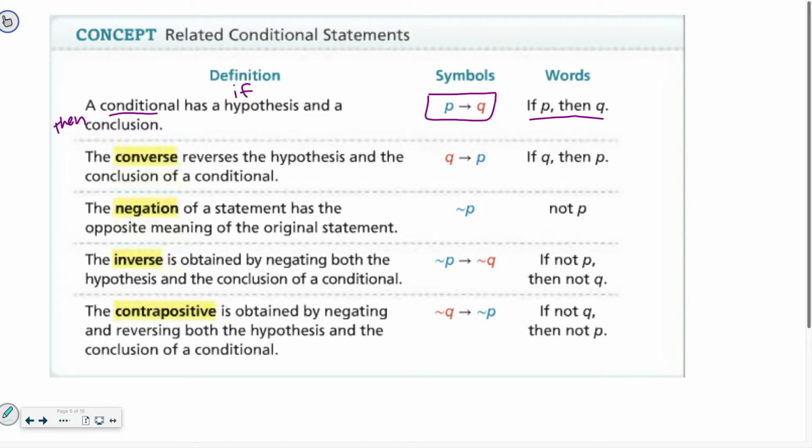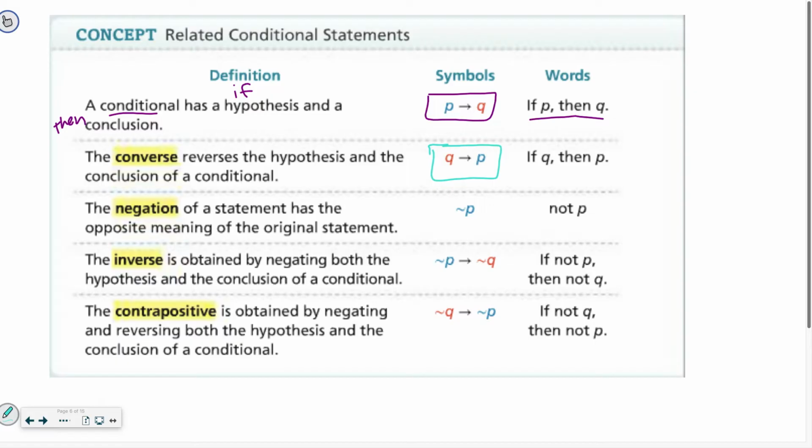The converse is the same thing, except you flip the order. So instead of starting with whatever that first statement is, so let's see, what's one that we've already done? If you are at least 18 years old, then you can register to vote. That was our conditional. Our converse would be, if you can register to vote, then you are at least 18 years old. Okay, so notice I just flipped the order.